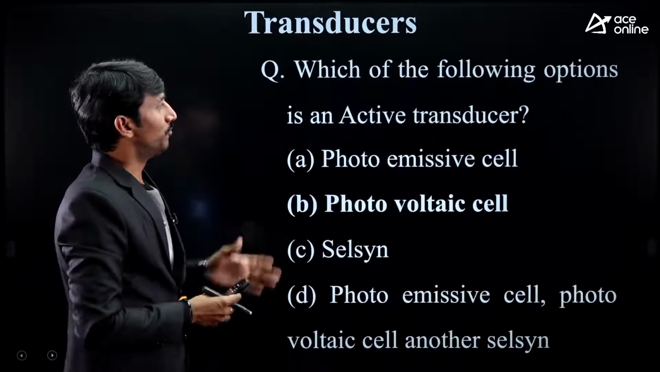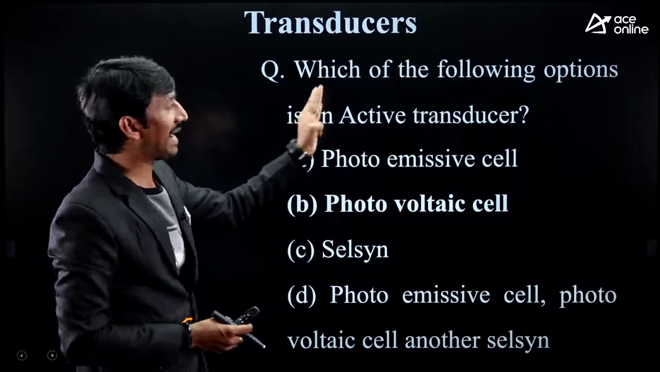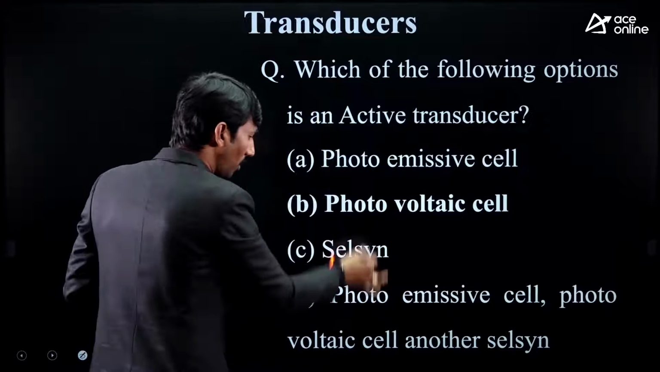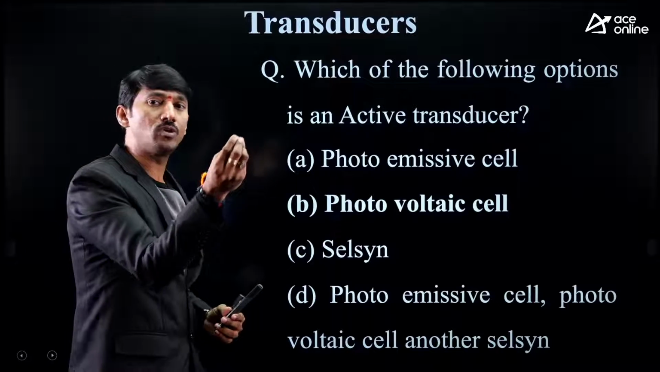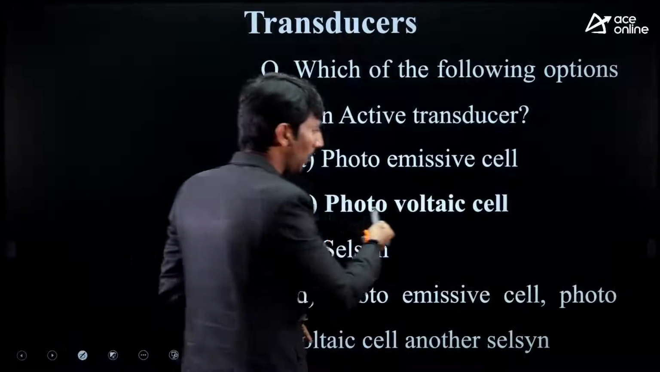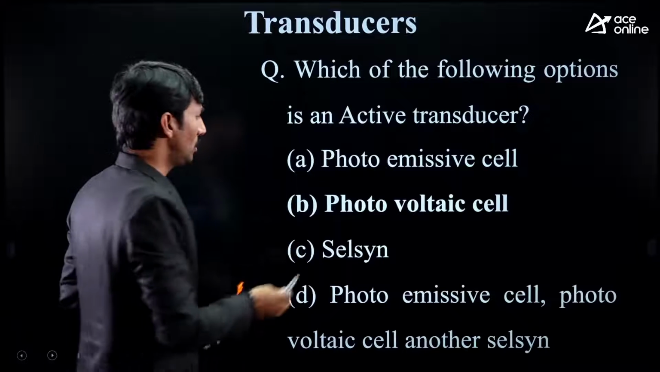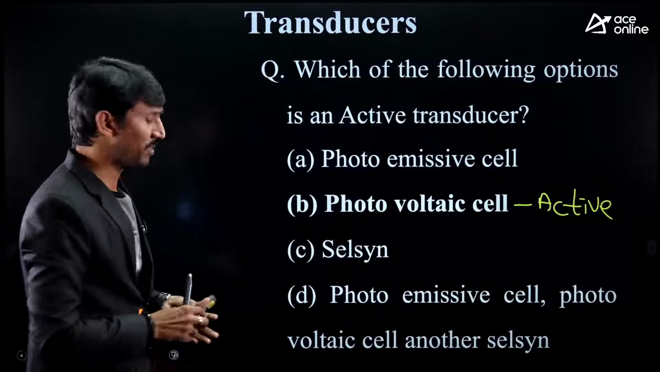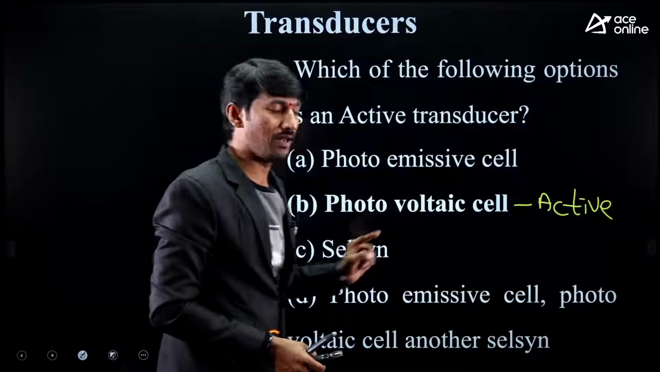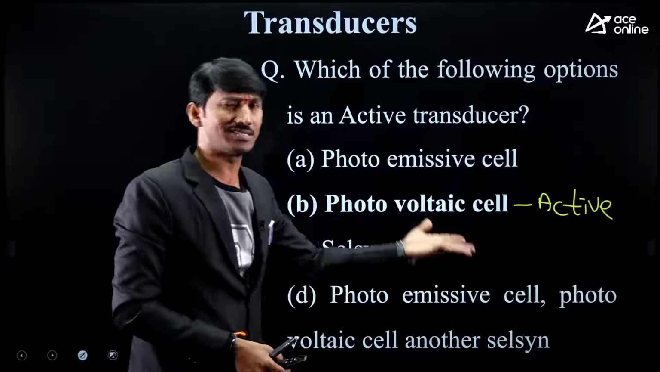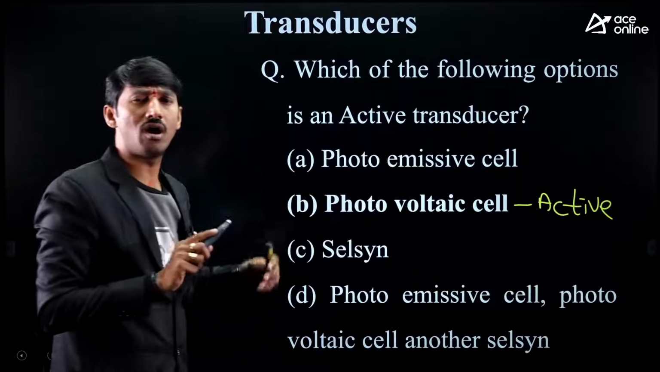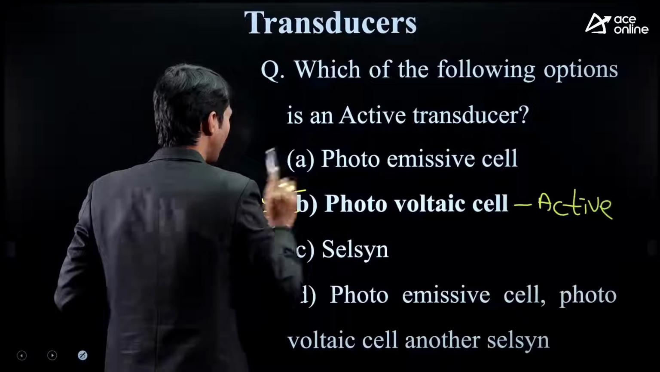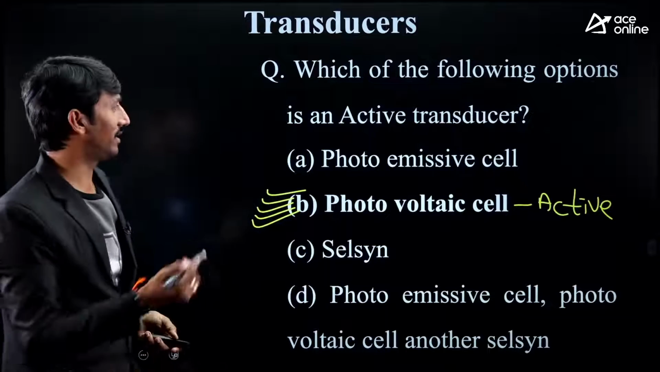Sir, what is that? Which of the following options is an active transducer? Now observe all these things, whatever examples we have taken earlier. Photovoltaic cell is there, automatically it is active. So this is active. Other things come under passive only. The photoemissive cell and the other cells are not active. Only the photovoltaic cell is active. So straight away it comes like, yes, active cell. Okay, right. Next one.